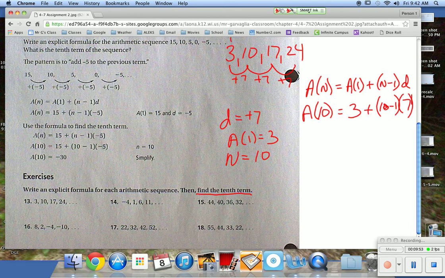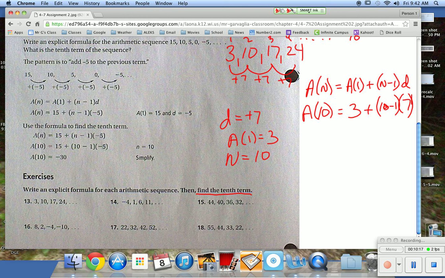A1 is my first term in this series. This is my first one. This is my second, my third, my fourth. We're looking for the 10th term out here. My first term in here is 3. And I'm going to look for the 10th term. So my n is 10. And then I'm just plugging it into this equation. There's my n, I put in 10 for it. My a1 is 3. That's my first term.